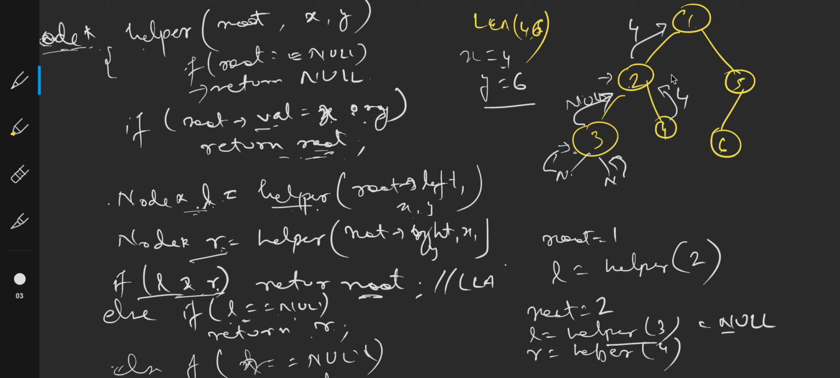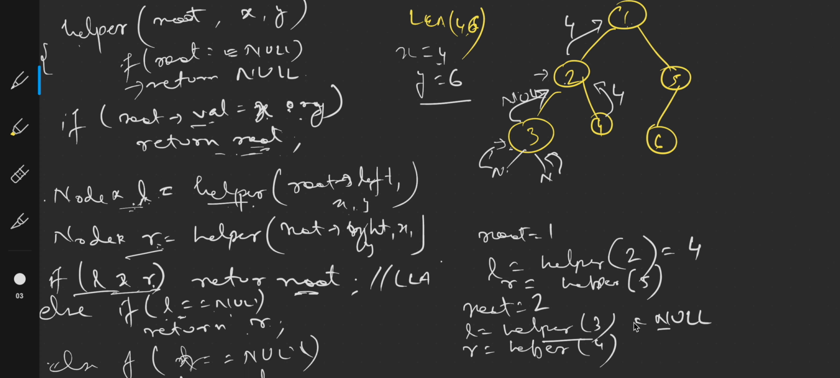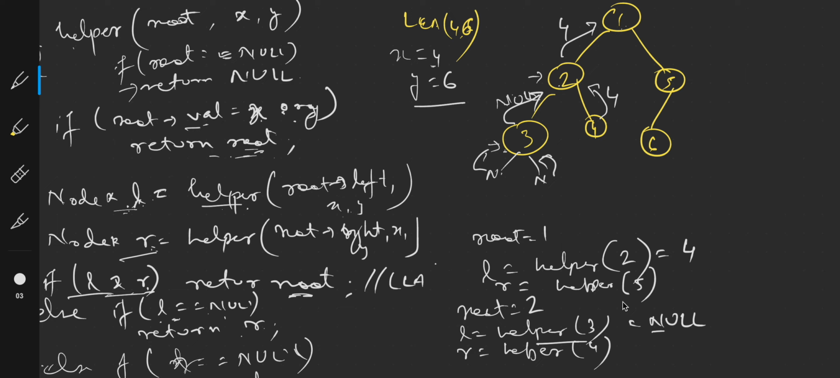Now for node 1 we have computed L, so this will be equal to 4. Now we'll see what is the value in its right subtree. So we'll call helper 5. So root becomes 5 here, and we have called helper 5. So helper 5 will first check if it is equal to x or y. No, it is not null as well. So these two conditions are not true.